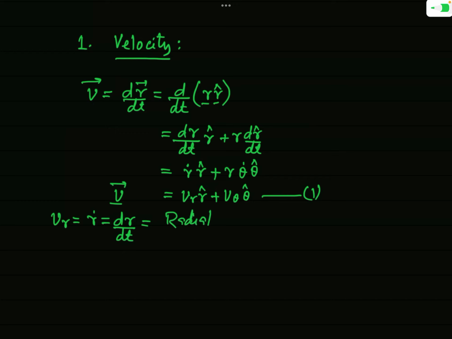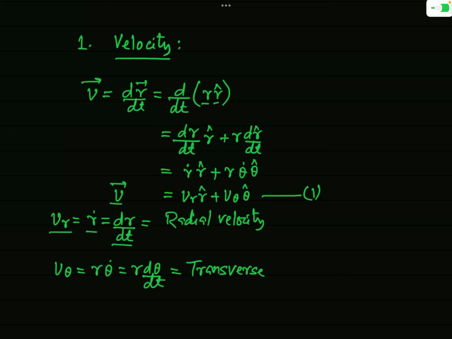As in the Cartesian coordinate system, you get the x component of velocity and y component of velocity, like that. In the plane polar coordinate system, the first component of velocity is denoted by the symbol vr and it is defined by r dot, which means dr/dt, and this is called the radial velocity. Now, I have written the symbol v theta in place of r times theta dot, or you may say r times d theta/dt. This component of velocity is directed in the transverse direction, that is perpendicular to the radial direction, and so it is called transverse velocity. This component v theta is called transverse velocity.